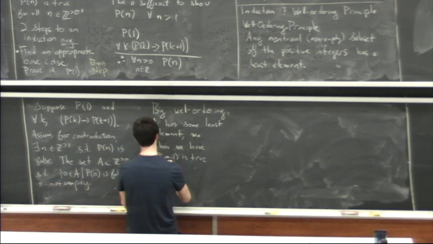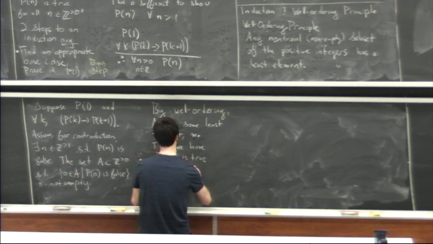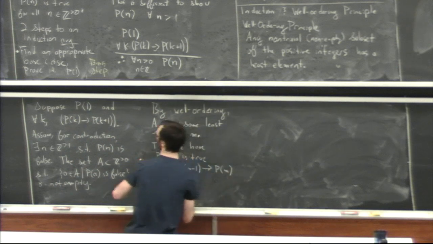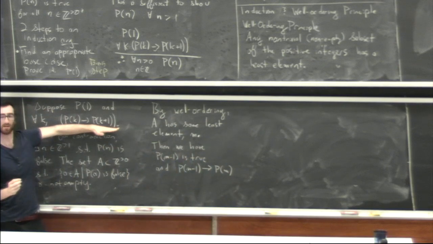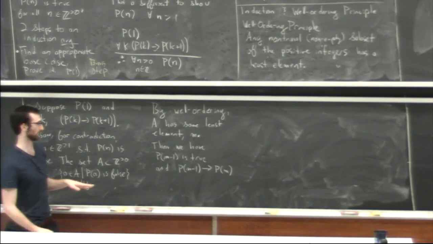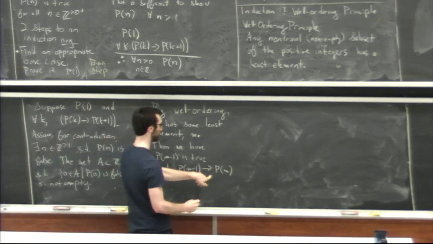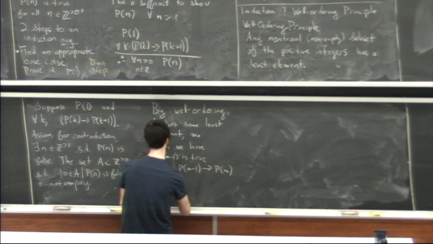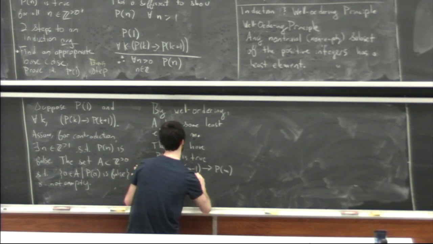And P of M minus 1 implies P of M, because we know that having this statement for one integer implies it for the next integer. So this is true by modus ponens. P of M is true.